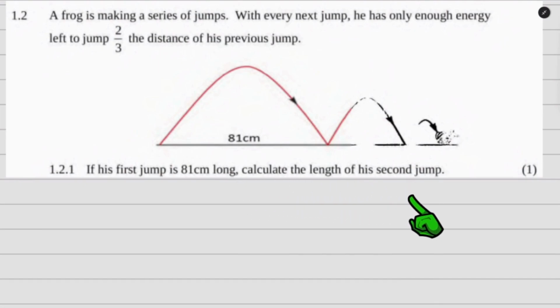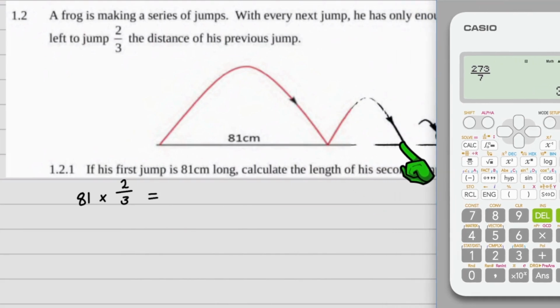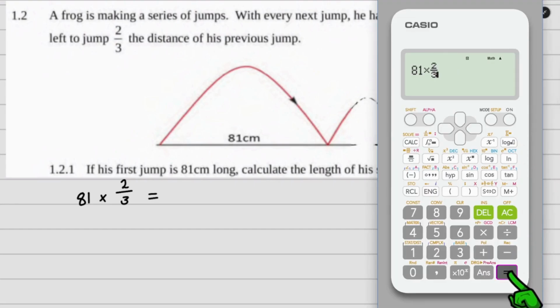So what they're trying to ask you to do is don't work with pictures, work with numbers. This first question is trying to set you up to get the numbers. I'm going to do you one better. I'm going to get the first 3 terms so that I can have my pattern in nice numbers that I know how to work with. So what I'm going to do is take the length of the first jump, multiply that by the 2/3, and it should give me the length of his second jump. So if we pop that into the calculator, we get 54. So 54 is our second term.